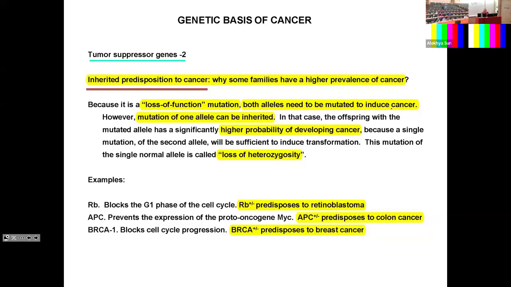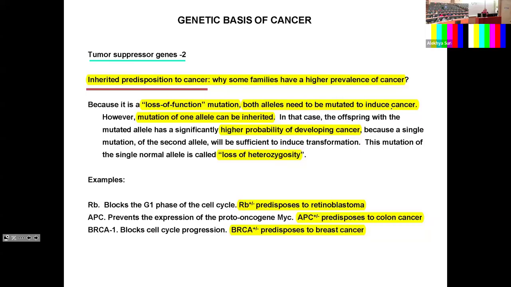What does that mean? For example, retinoblastoma. The retinoblastoma protein is characteristic of a tumor called retinoblastoma. It happens in the retina, right? RB, as we said, blocks the shift out of the G1 phase in the cycle. So if the person is RB positive/negative, heterozygous, right? If one more mutation happens, that is loss of heterozygosity. We are going to see the example next.